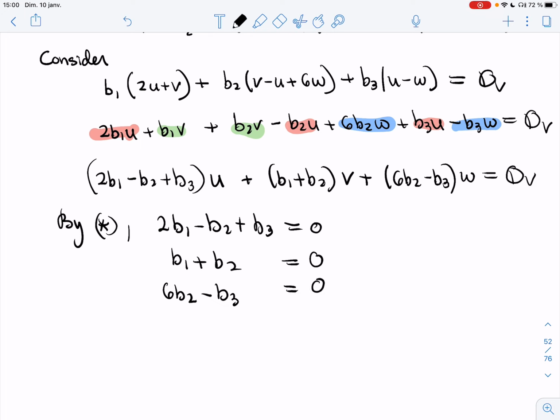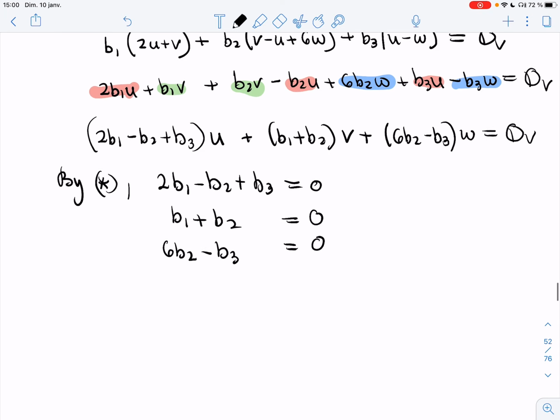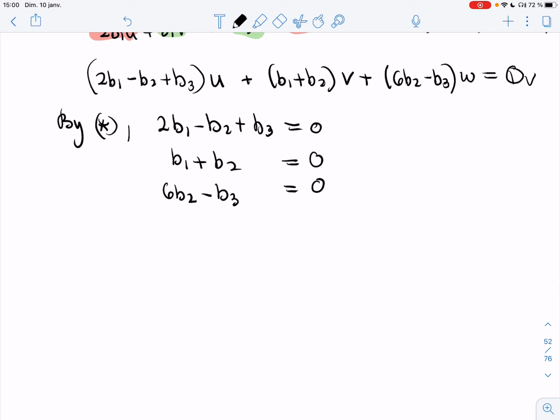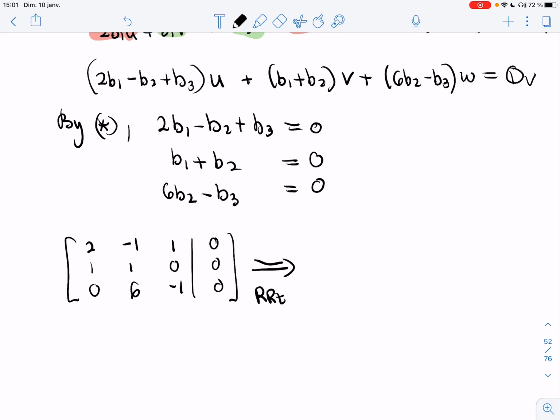All right, so I get that 2b1 minus b2 plus b3 is 0, b1 plus b2 equals 0, and 6b2 minus b3 equals 0. I'm going to put that in a matrix. Notice that these are actually numbers, right? b1, b2, b3 are real numbers. So now I'm working in a world that we know well, the world of real numbers. All right, so this is the system I need to solve. I've done it for us. I got 1, 0, 0, 0, 1, 0, 0, 0, 1.